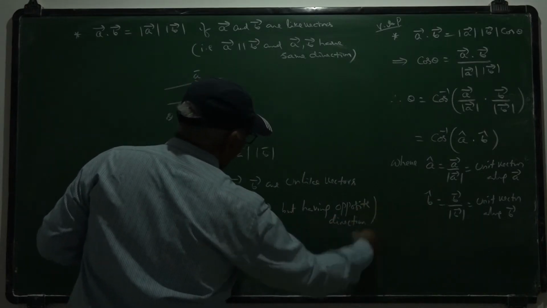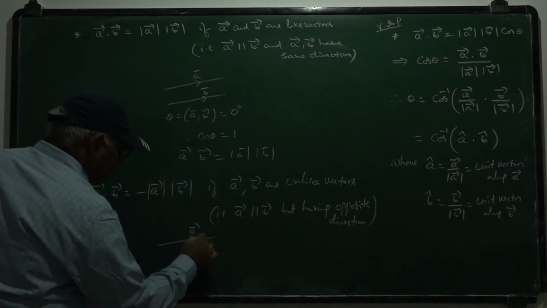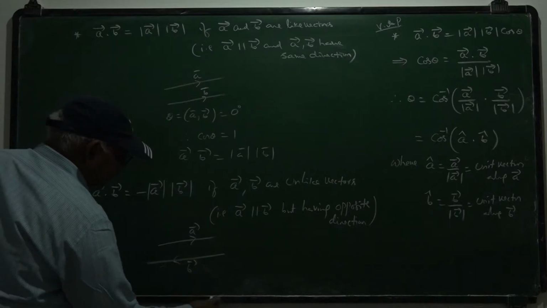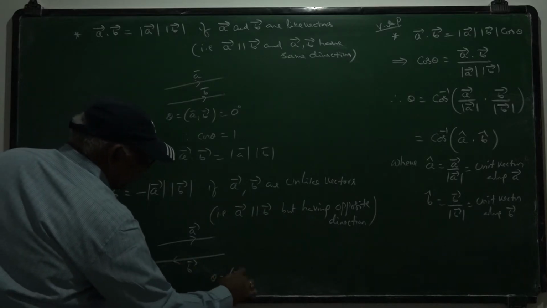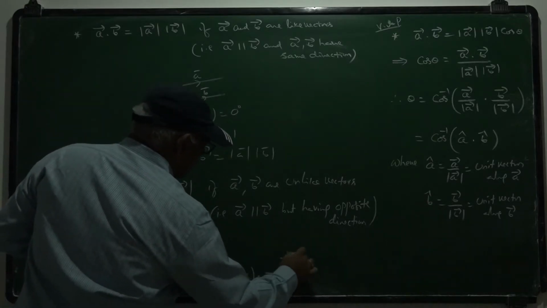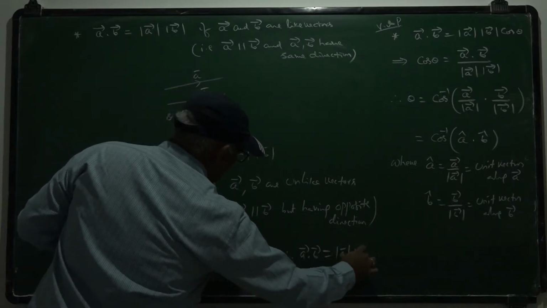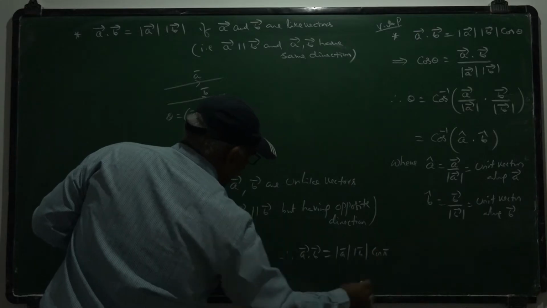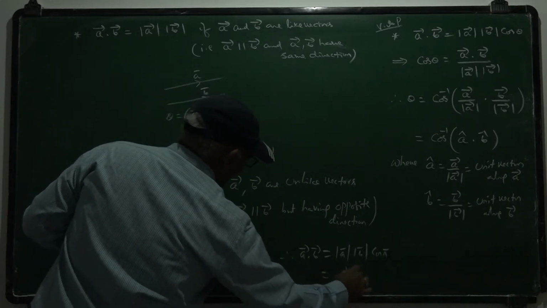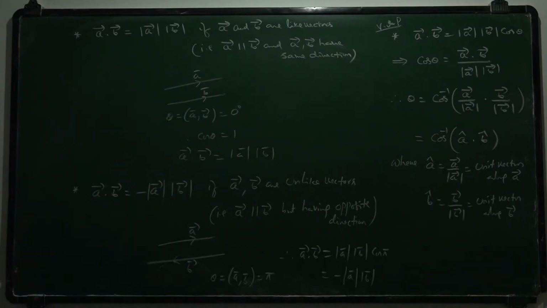Both A and B have opposite directions. Then they are parallel, of course, but with opposite direction. In this case, theta, the angle between A bar and B bar, is pi. So therefore, A dot B is equal to mod A bar mod B bar cos pi. Cos pi is minus 1, so we get a negative. Hence, in such a case, A dot B is minus mod A bar mod B bar itself.